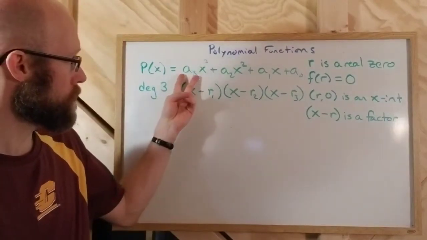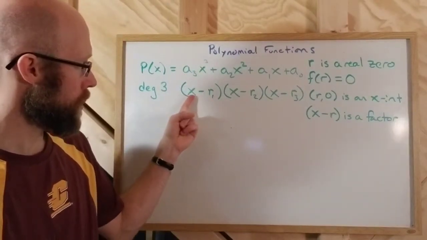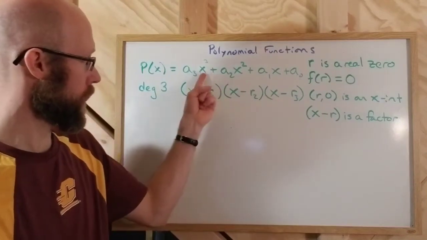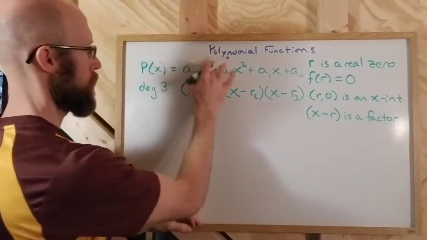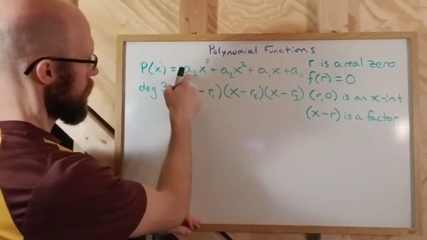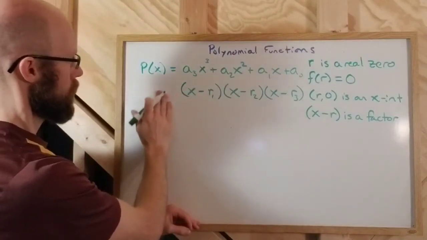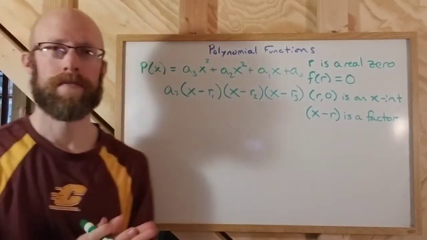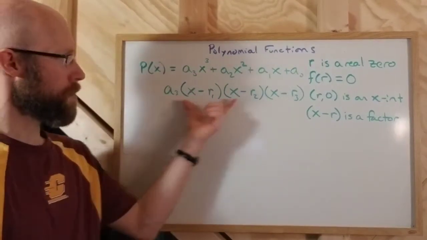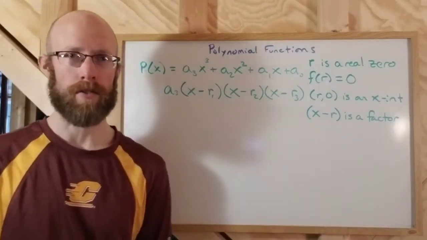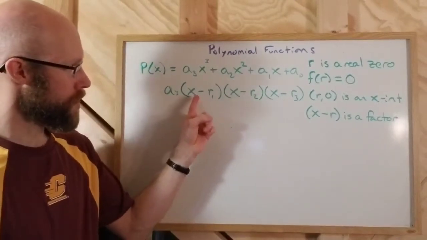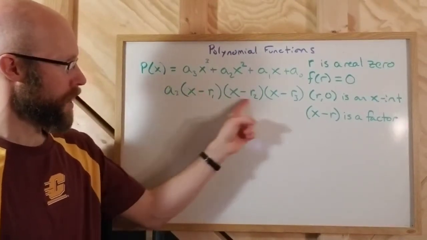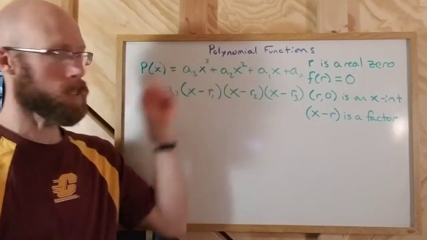You also have to have some sort of leading coefficient here. So if you have x times x times x, that gives you your x cubed. There we go. But you also have to have the leading coefficient. So we'll stick that on the outside. Okay. All right, so this would be a potential factored form. But what you can see is that the number of factors cannot exceed the degree.